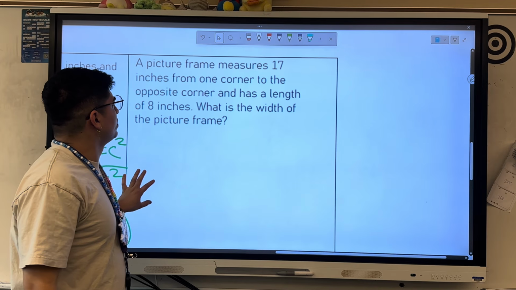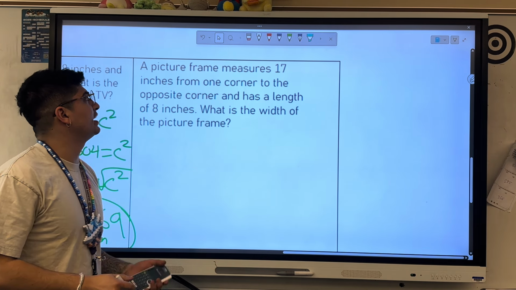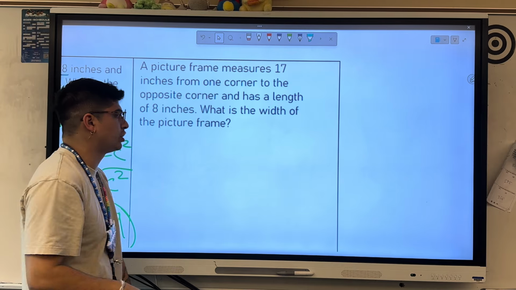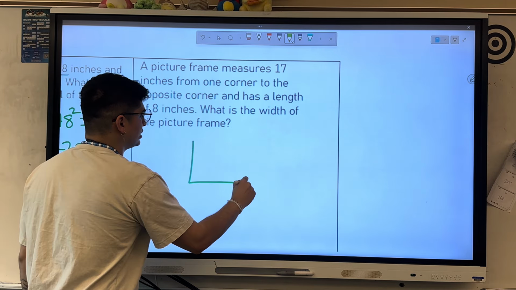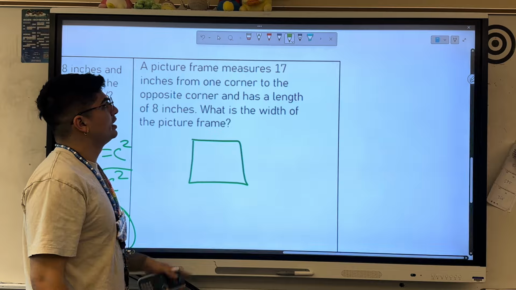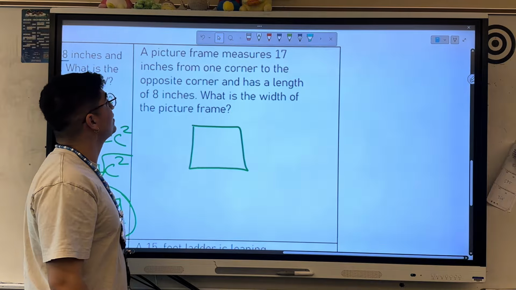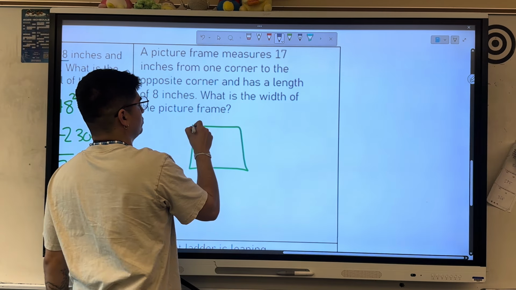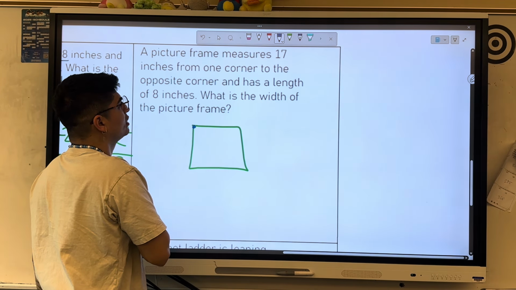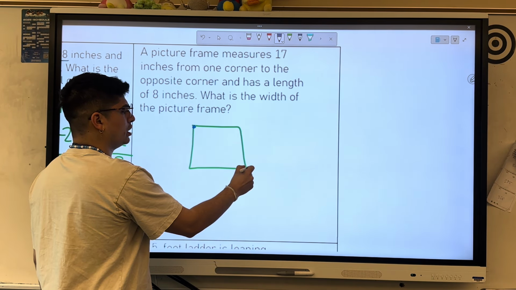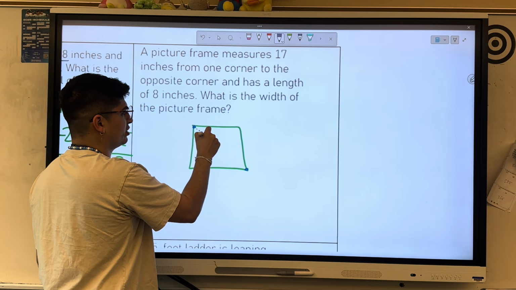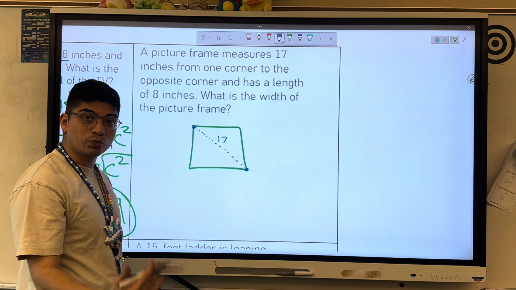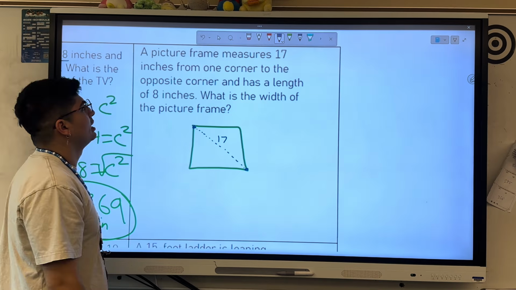Alrighty, let's see this next one. I have a picture frame, okay? So a picture frame is another rectangle. So let's draw that real quick. So this is my picture frame, and it measures 17 inches from one corner to the opposite corner. Oh, so that means this right here is 17 inches because it's one corner to the other corner.